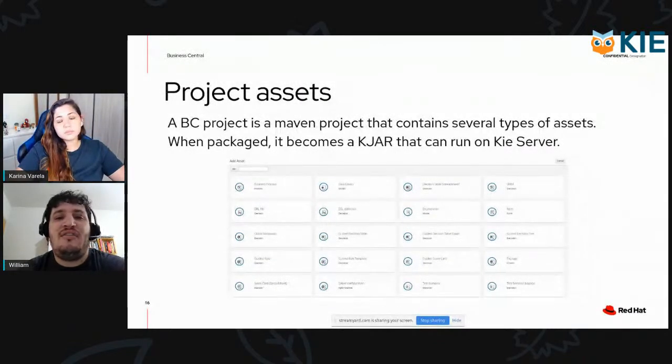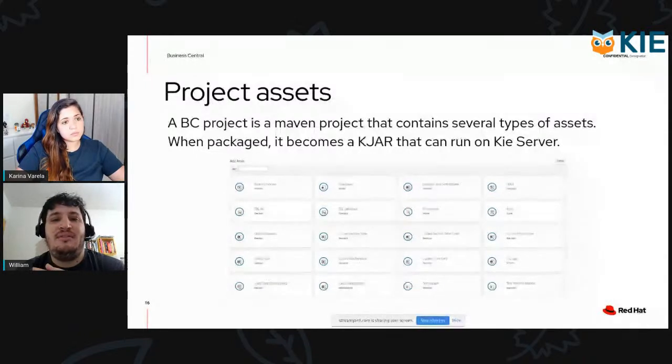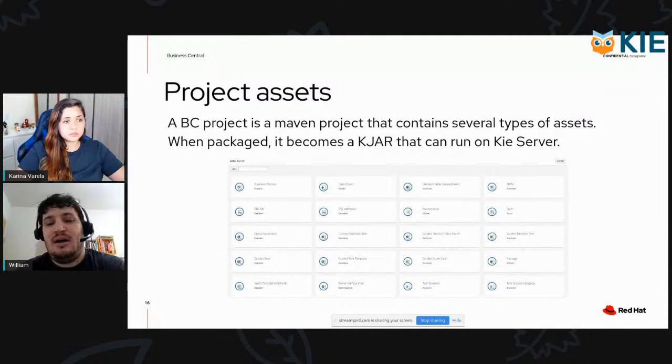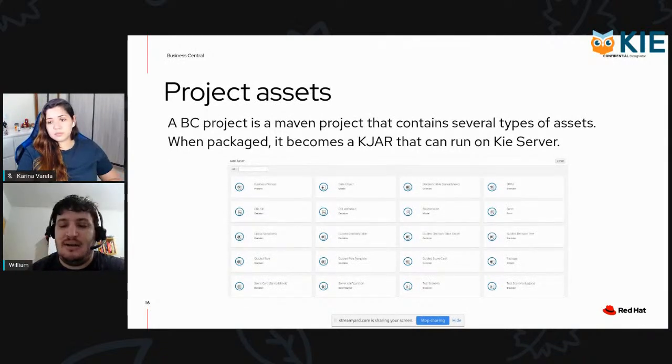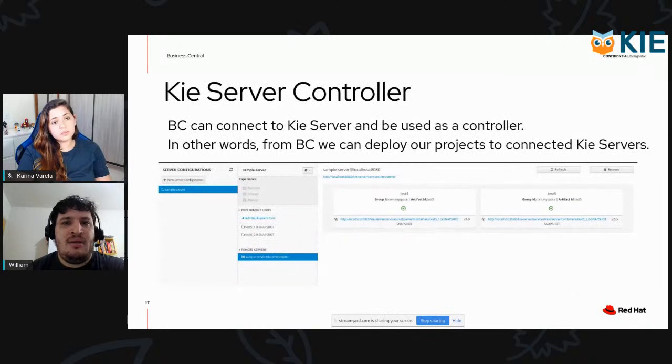You can see everything that's done in the project as a commit, so you can undo things. You can put the code that is inside Business Central in a node installation that supports Git, for example GitHub or GitLab. The project itself, and this is more technical, is a Maven project, which means everything you see, you can package using Maven to create the so-called KJAR, the thing we talked about a few slides earlier.